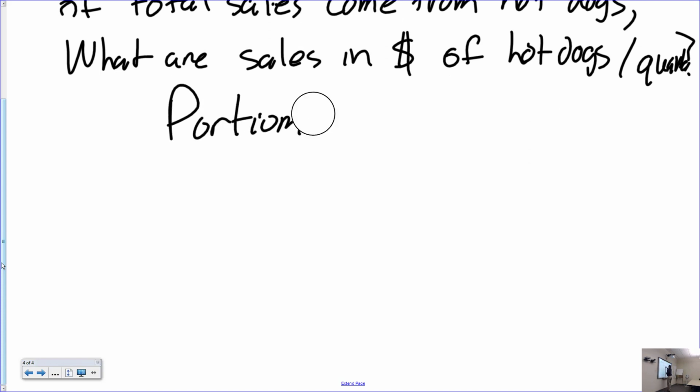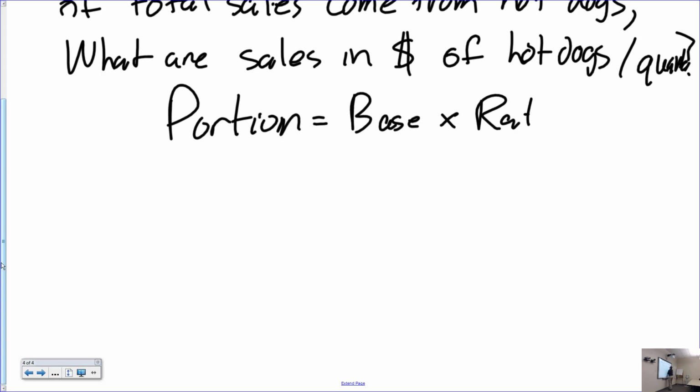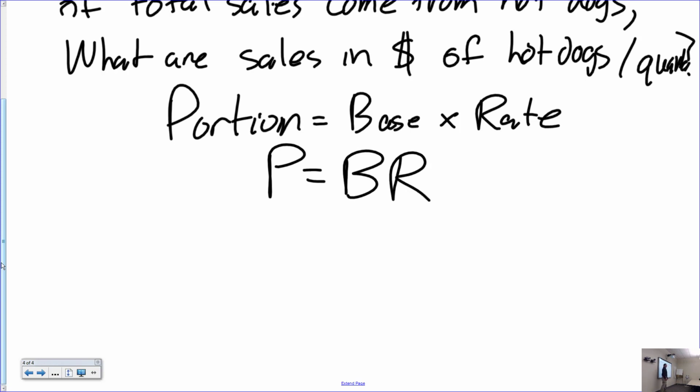The portion is often equal to the base times the rate. This is a very standard formula that you see in percentages all the time. Portion equals base times rate. And if you abbreviate this formula, guess what it looks like? P equals B times R. Yeah, it's the PBR formula, folks.